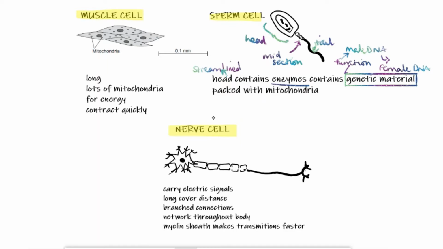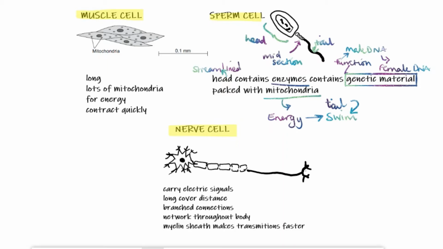The midsection of the sperm is packed with mitochondria. Remember, mitochondria is to do with energy. So the sperm cell needs energy to be able to swim. And the mitochondria provide this energy. Lastly, the tail of the sperm cell propels to allow it to swim as well.